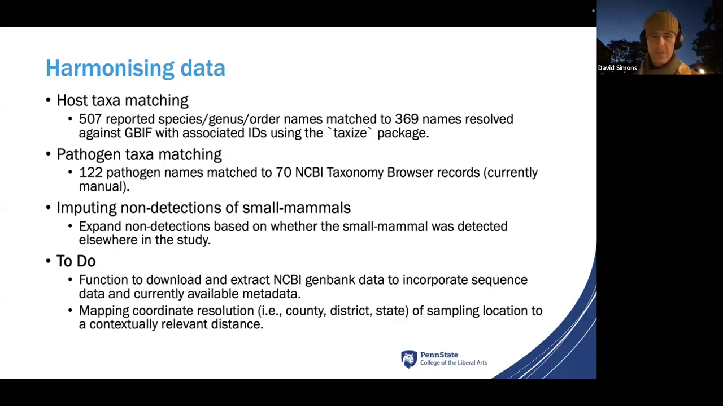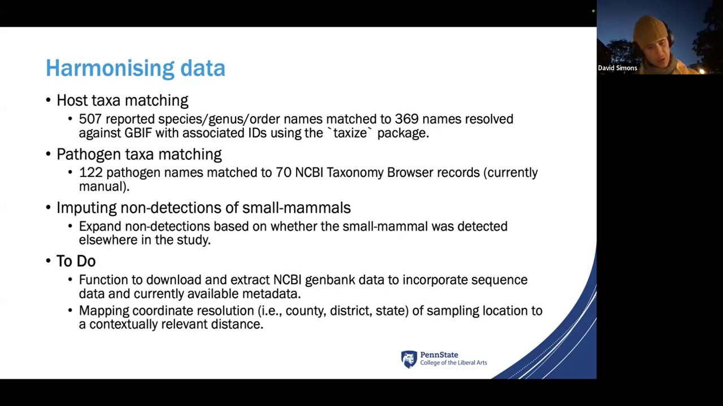I use GBIF, but there are other taxonomy platforms that you can use. And then that allows other people to translate that into however they want to use their taxonomies. And it's a similar thing with pathogen taxa, but I've not found a good resource for that. So I've just been using the NCBI taxonomy browser, but maybe someone has a suggestion for a useful pathogen taxonomy to use. And that's just me searching for the name and then pulling out what the true viral name is, I suppose.